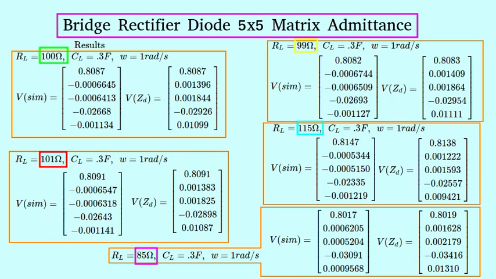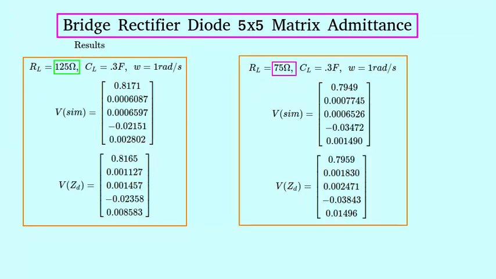The DC values look extremely close. The AC values look good too. We need to process this data to get a better look into how good this circuit model is. And here are two more load impedances to look at and compare results for.